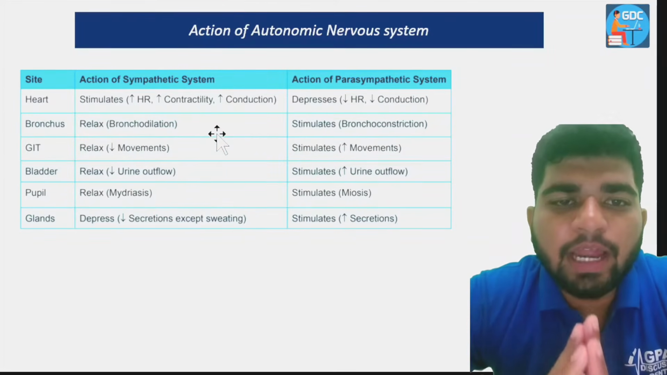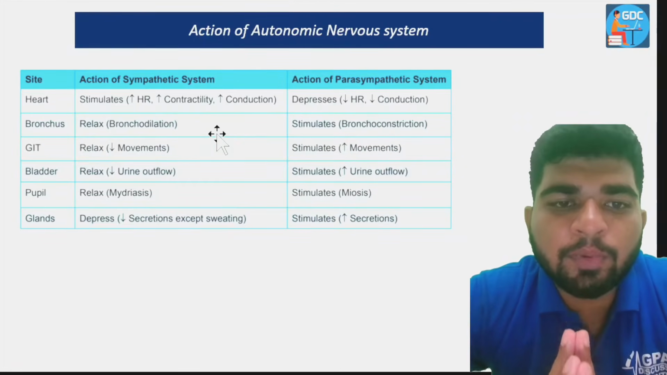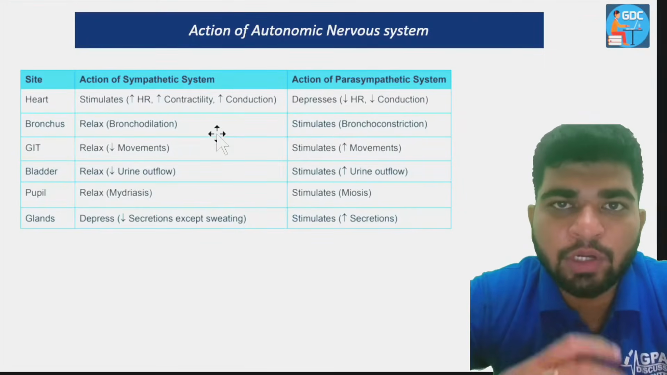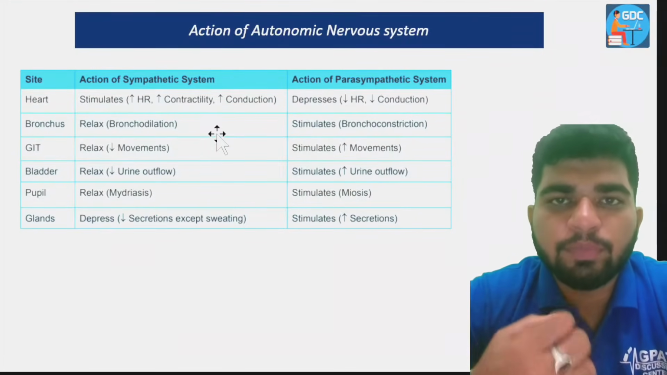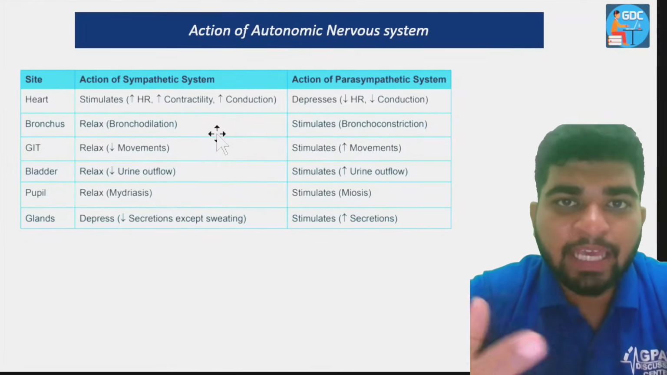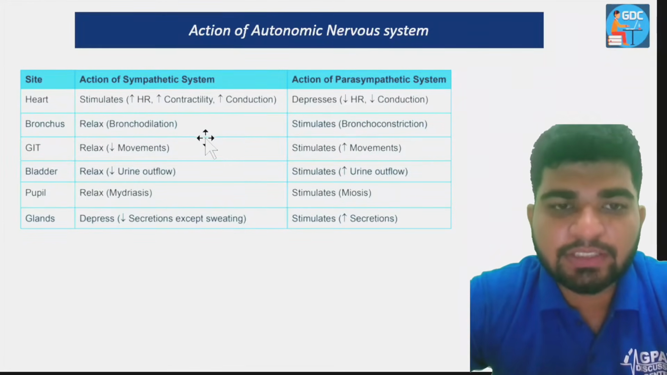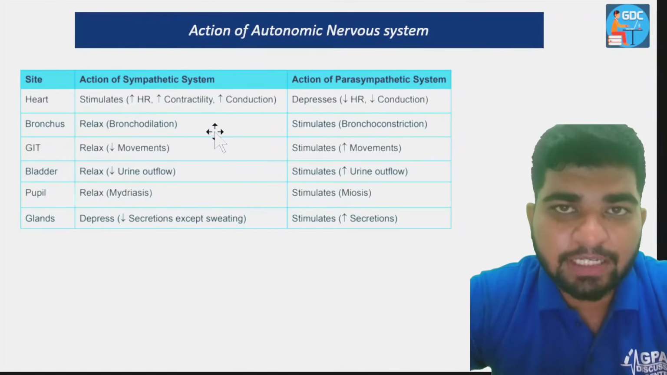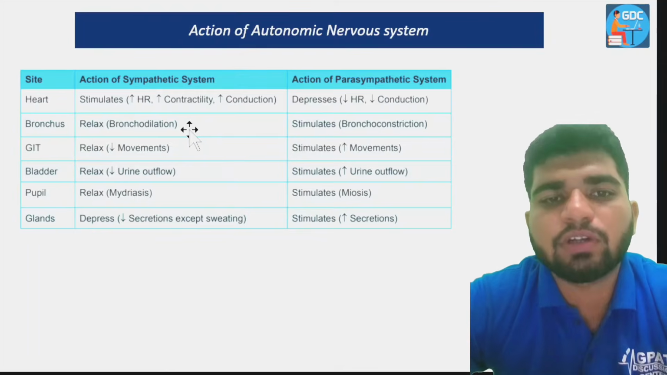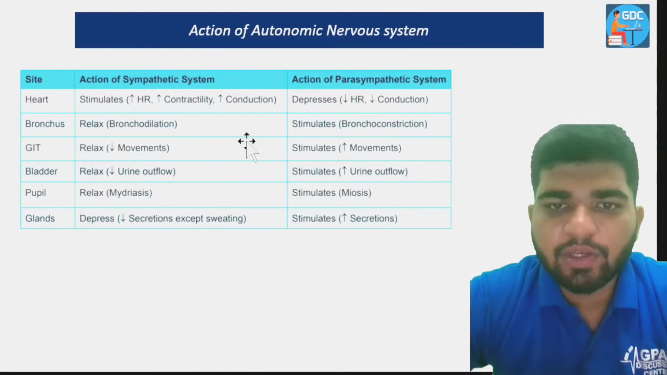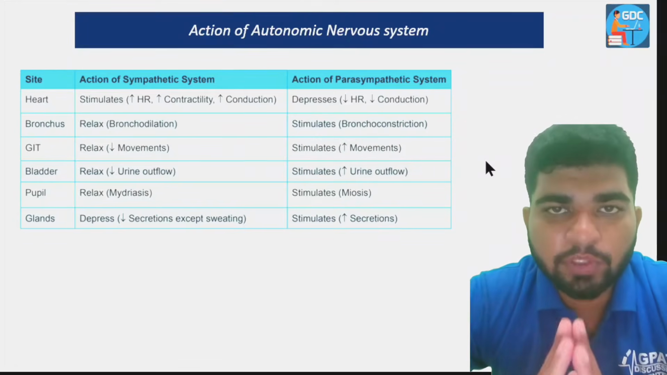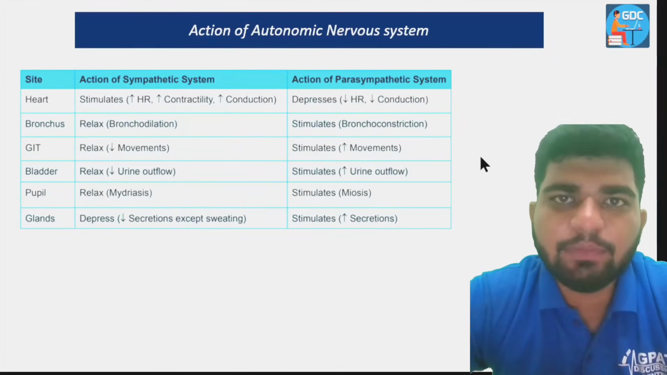Okay. So at the time of emergency, bronchodilation occurs because you need lots of air to be inhaled into your lungs. So your bronchioles dilate to inhale lots of air. Okay, so that kind of space is needed. That is why these bronchioles are dilated in an emergency condition or in the sympathetic nervous system. While in the parasympathetic nervous system, these bronchioles are constricted, which minimizes some energy loss.